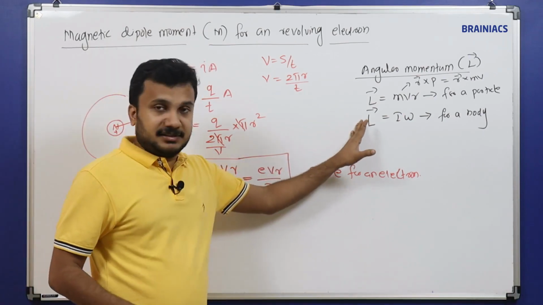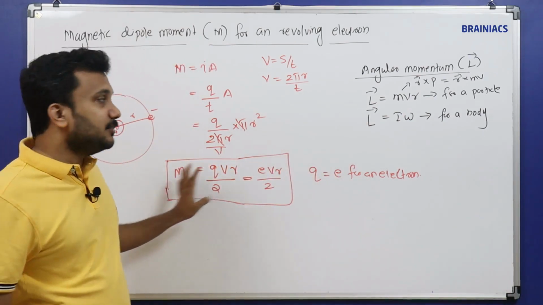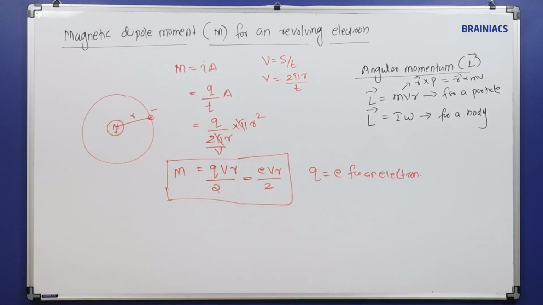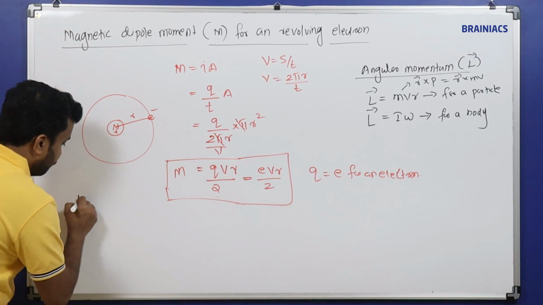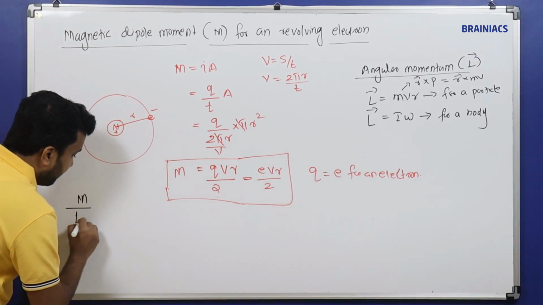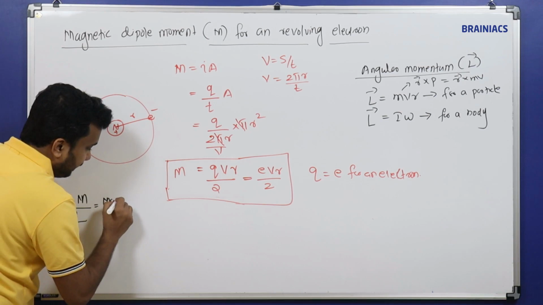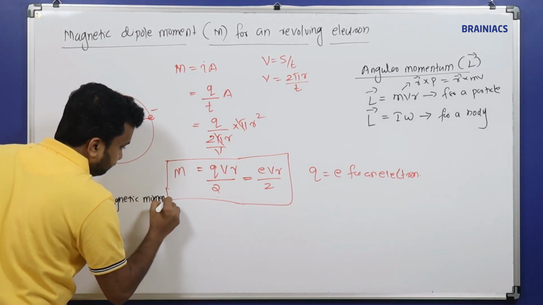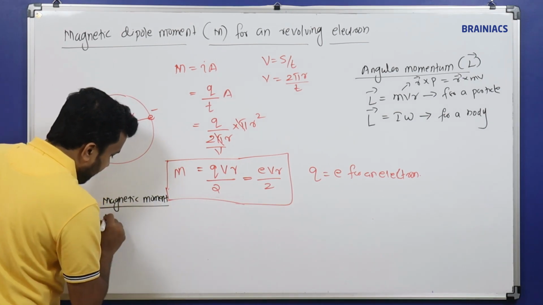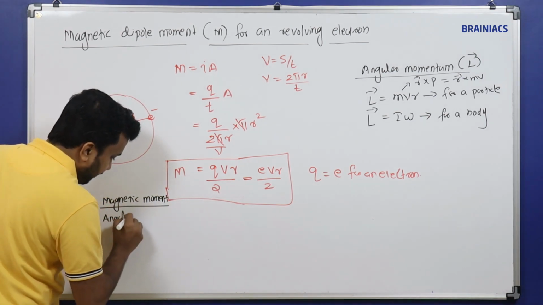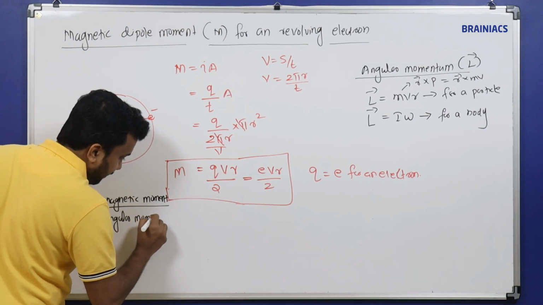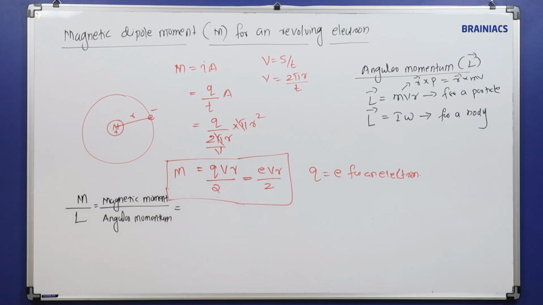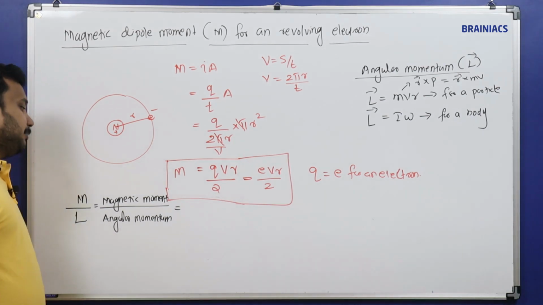Now here we have a particle system, so we cannot use the I omega equation; we will use m v r. Now we are going to derive an important concept, magnetic moment by angular momentum. This is important for entrance examinations: magnetic moment divided by angular momentum. Don't worry about angular momentum, it is not under this chapter, so I'm not going in depth; it is from rotational motion. Magnetic moment by angular momentum.